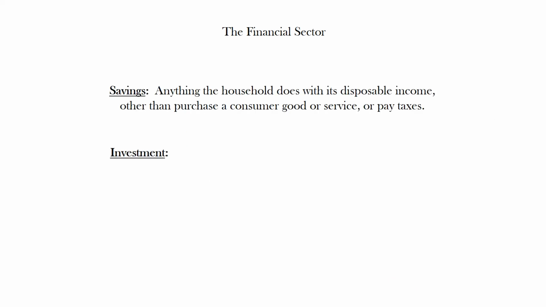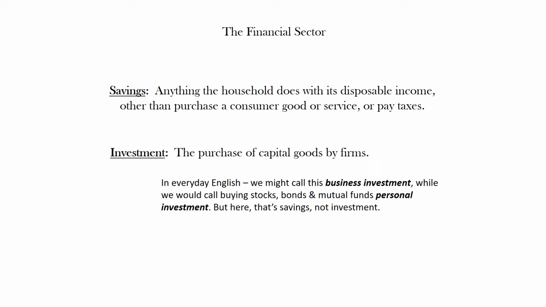The second term we want to define in a macroeconomics way is investment. Investment in this context means the purchase of capital goods by firms. In everyday English, we might call this business investment, while we would call buying stocks, bonds, and mutual funds personal investment. But here, that's savings, not investment. Investment is spending by firms on goods that produce goods, such as machines, equipment, tools, and buildings.